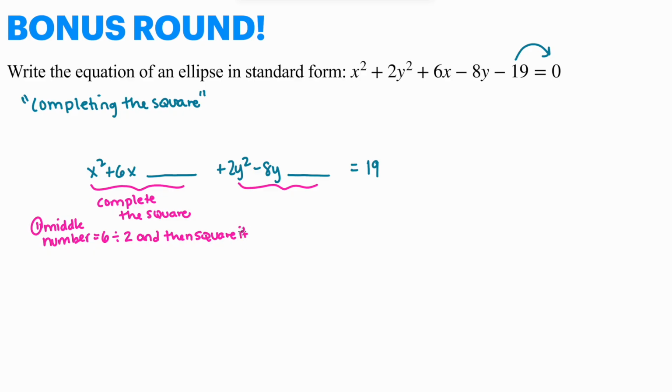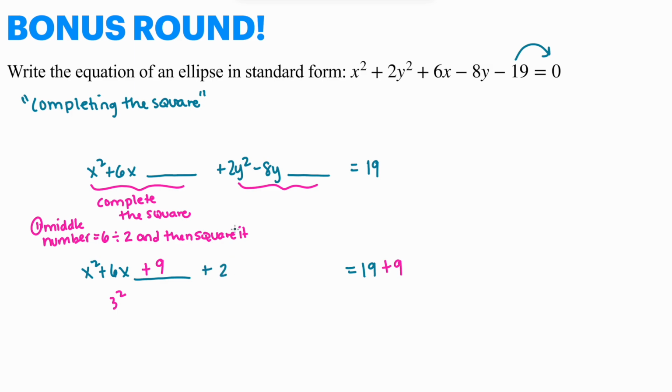If I was to do that, take half of 6, which is 3, and then square it. 3 squared is 9. And whatever I do, that I'm adding 9 here, I have to add 9 to the other side.